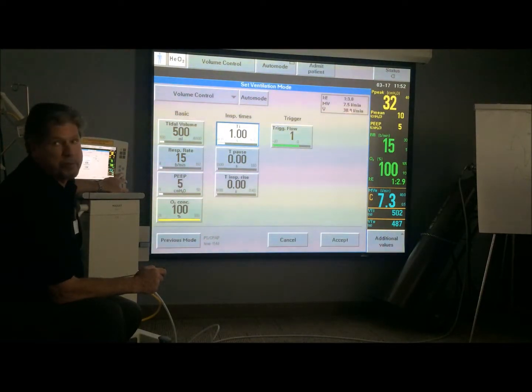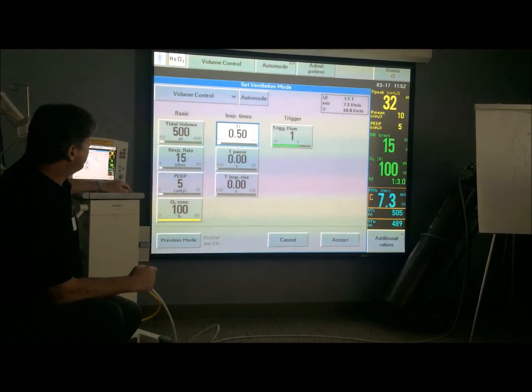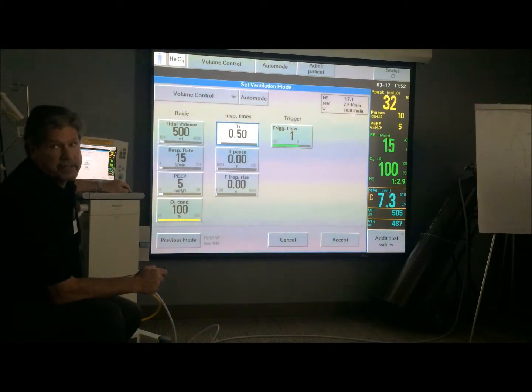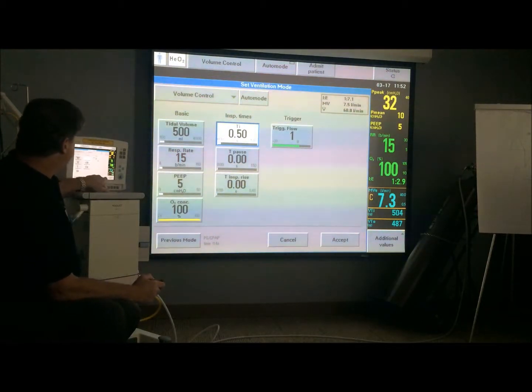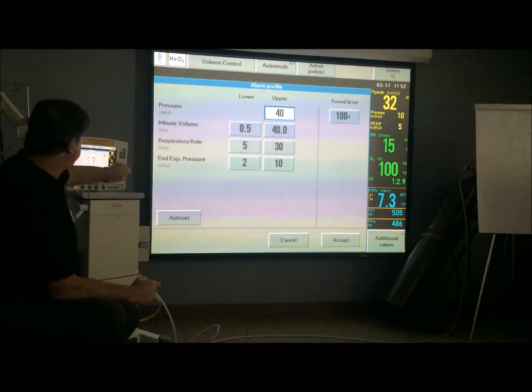And what will this number be if I cut this in half? 60. So if I turn this down to 1/2 a second, in order to deliver the same volume in half the time, the flow rate has to be double, right? So that being the case, and before I do that, let me increase my upper pressure limit.